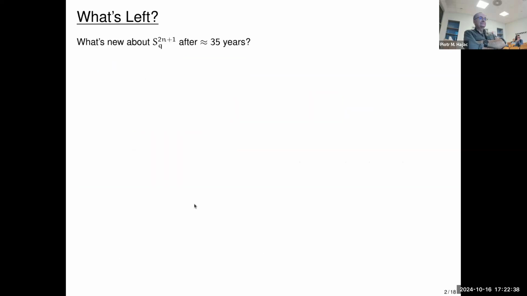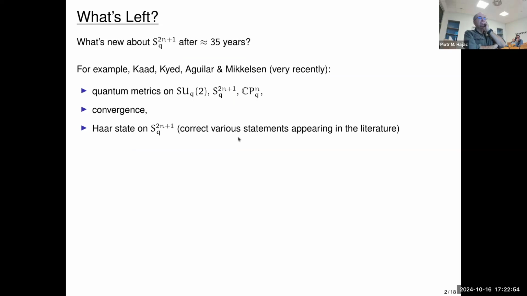Okay, so the first paper was 35 years ago. What can we say new about these examples after 35 years? Well, I want to just mention something that is not related to the talk. It's something that does not involve me, but just to say that there are still many groups working on this.